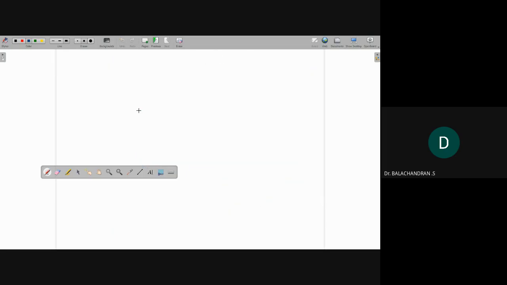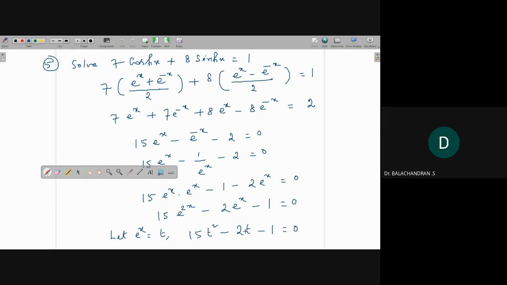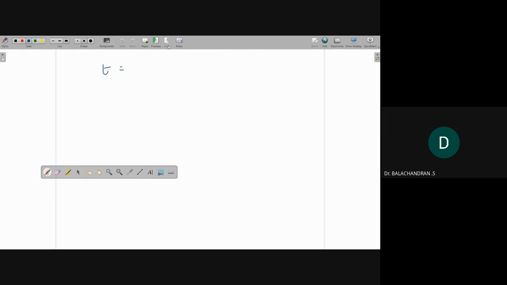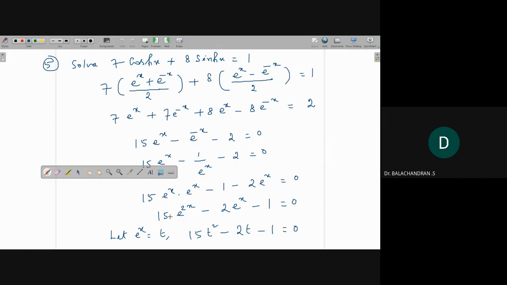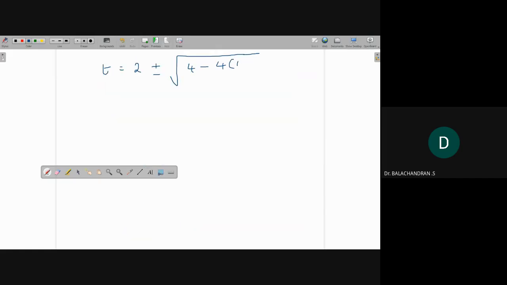So t equal to minus b. What is minus b? Minus of minus 2, you have plus 2, plus or minus root of b square. B square is 2 square, 4, minus 4, a is 15, c is minus 1, divided by 2 into a. A is 15.